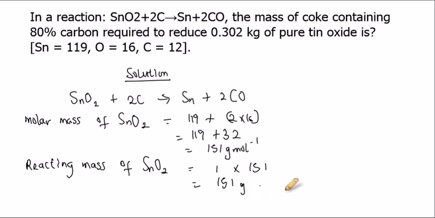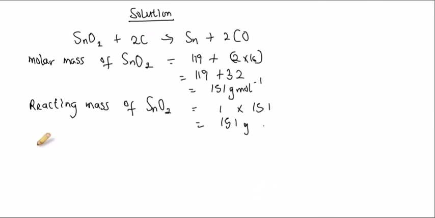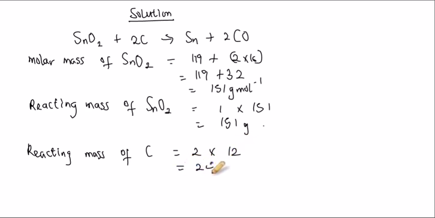So let's proceed to solve for carbon. The atomic mass of carbon is known to be 12. There's no need in calculating that. Let's just proceed to determine the reacting mass of carbon. So we have 2 multiplied by the atomic mass. Atomic mass of carbon is 12. Multiplying this, we have 24, and our unit grams. So from here we can say that based on the equation above, 151 grams of tin oxide react with 24 grams of carbon.